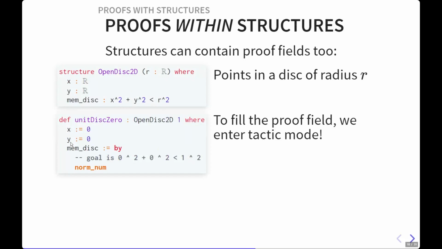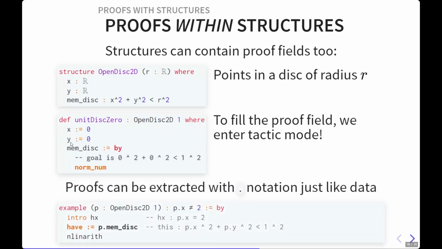If we want to create a term of this type, again, we can use the light bulb trick to have it fill out the fields for us. We'll have an x field, a y field, and a memdisk field. And this memdisk field is a proof, so we want to start it with the word by. In fact, if you do the light bulb trick, it'll stick an underscore there, and then that underscore will itself have a light bulb, and if you click that light bulb, it will generate the word by for you. And so here, the goal is just some trivial statement about digits, so norm_num can fix it.